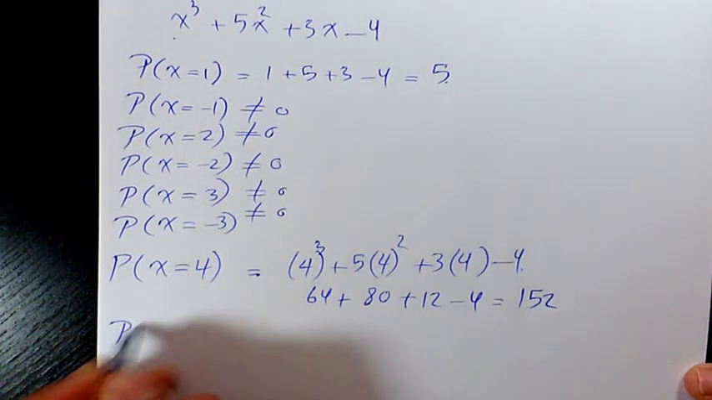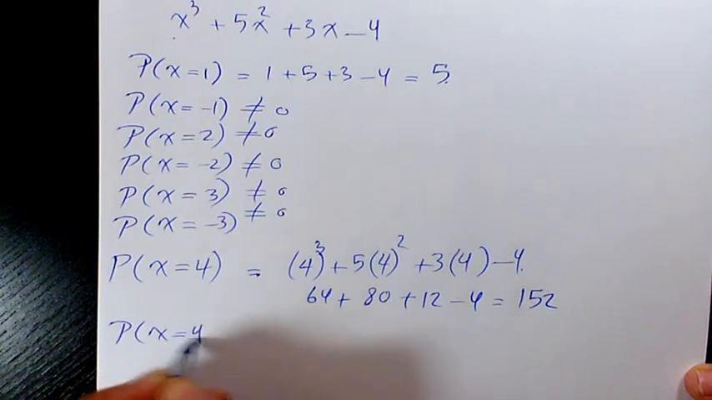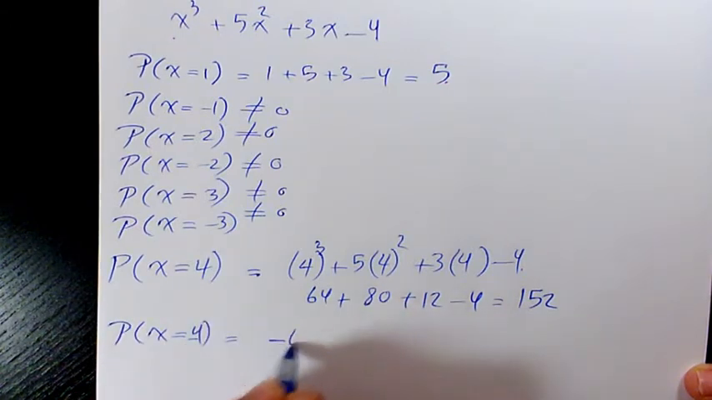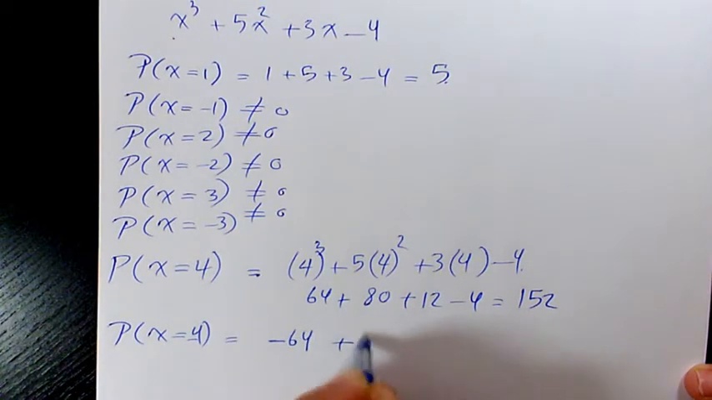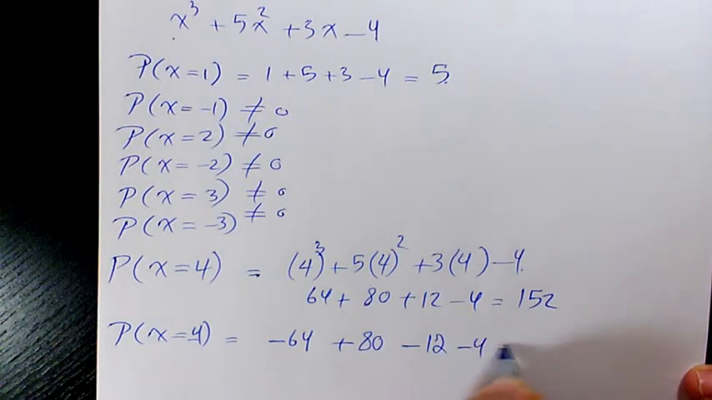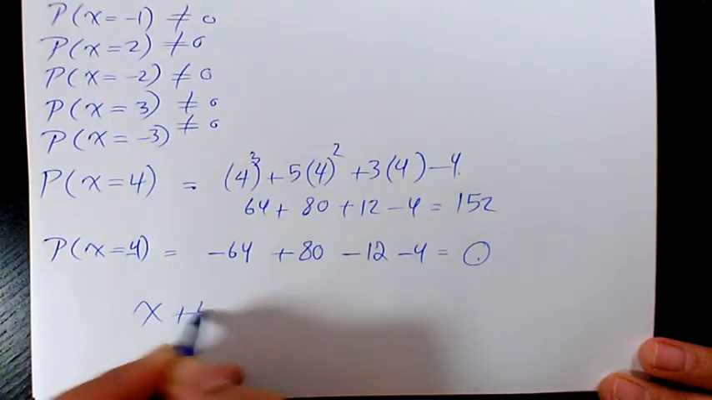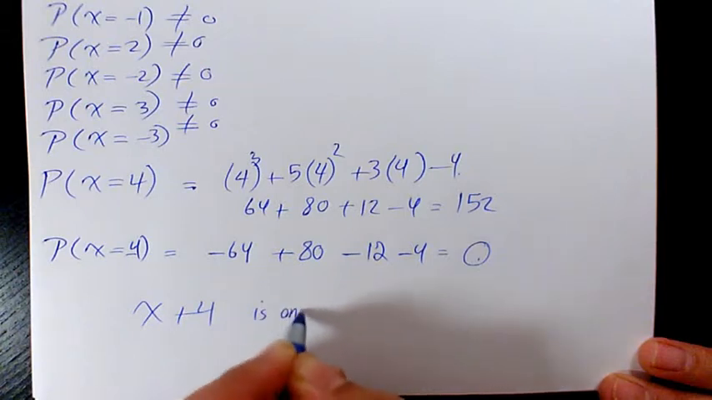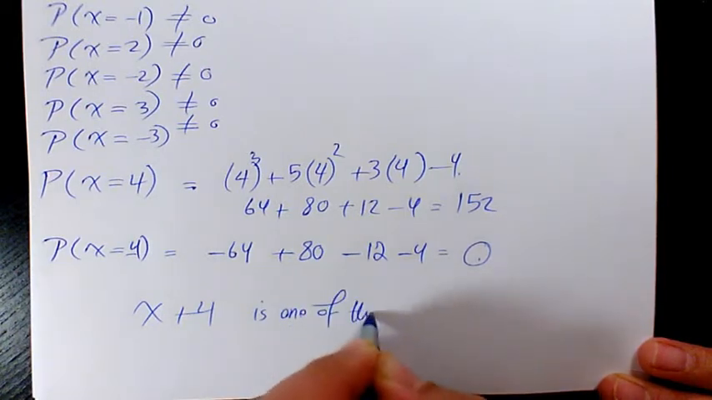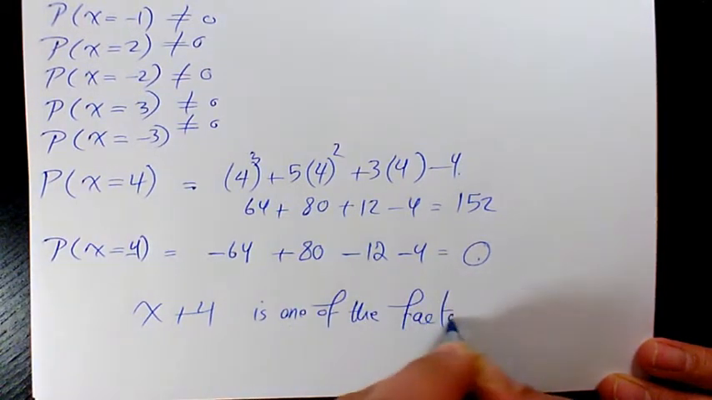Then we check x equals negative 4. That's going to be negative 64 plus 80 minus 12 minus 4. As you see here, that's going to be equal to 0. So x plus 4 is one of the factors.